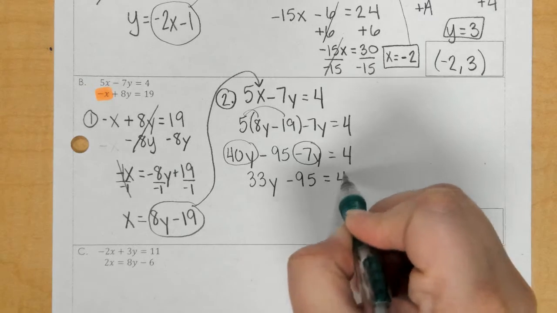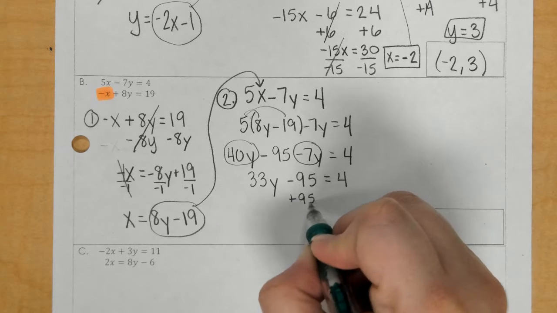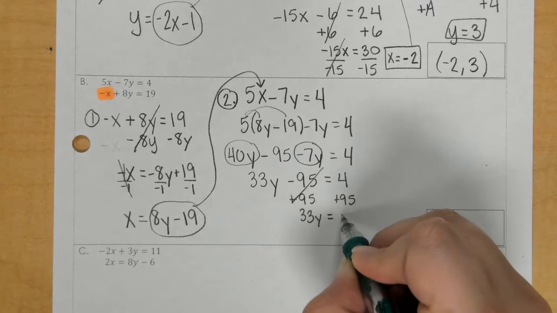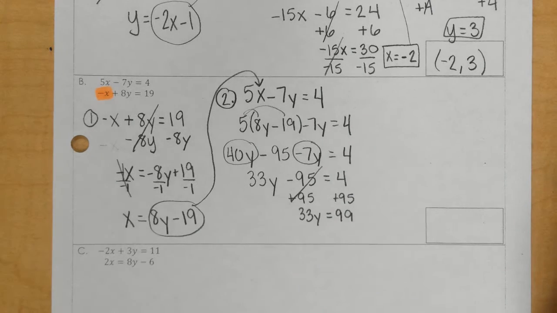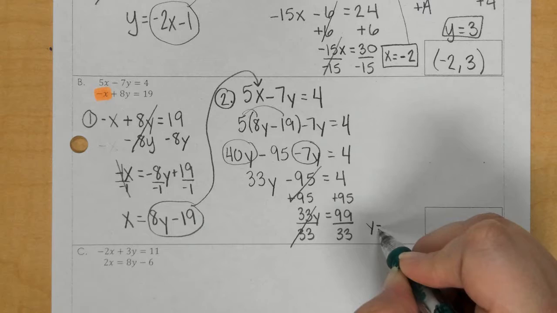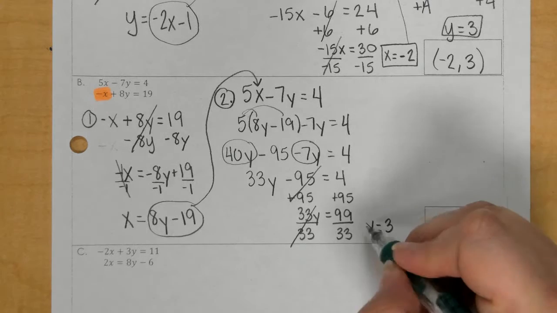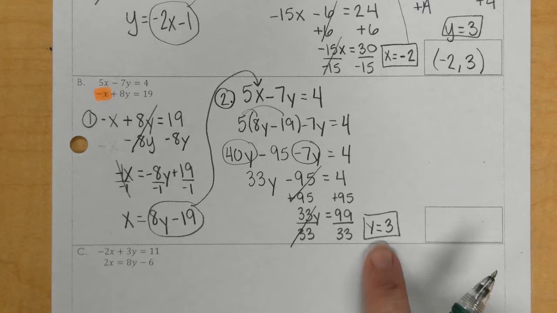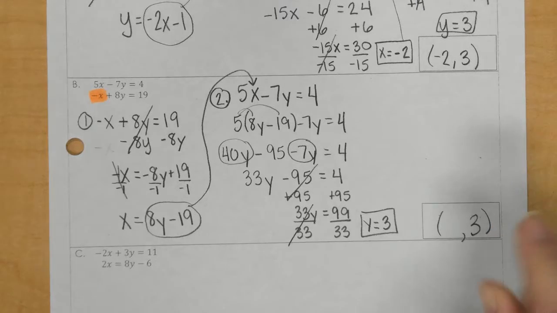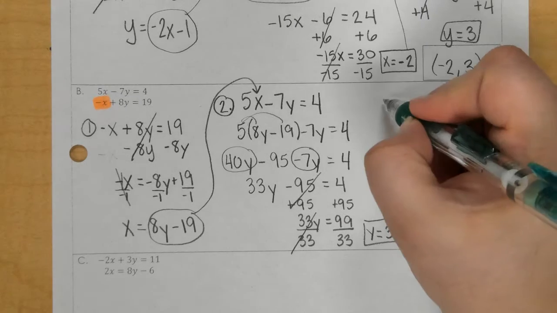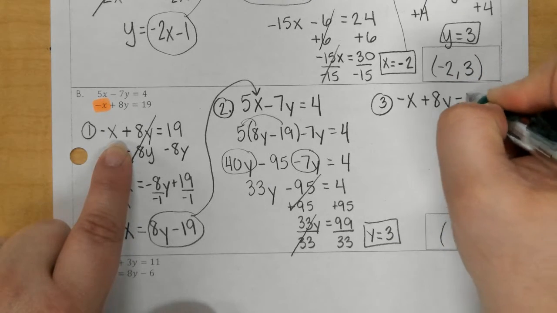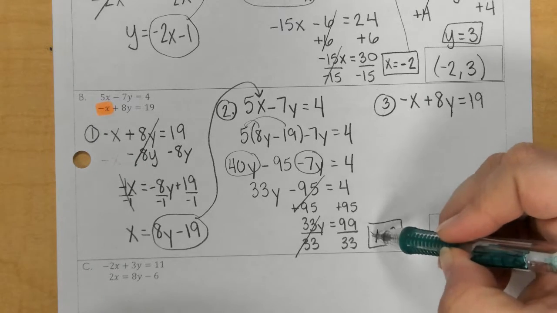Minus 95 equals 4. Then if we add 95 to 4, we get 99. Lastly, we divide by 33, and y equals 3. So if you notice, we got y this time first, not x. And so when you do your ordered pair, you want to make sure that that 3 is in the y section. Okay? So step 3, go back to the first equation and plug this in for y.